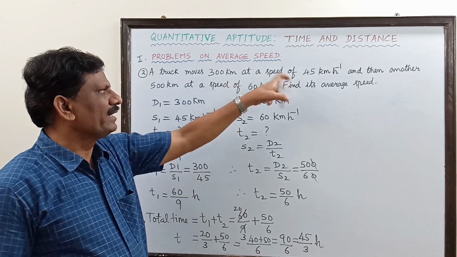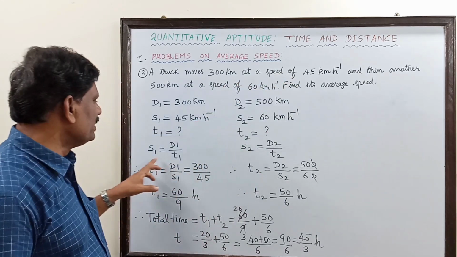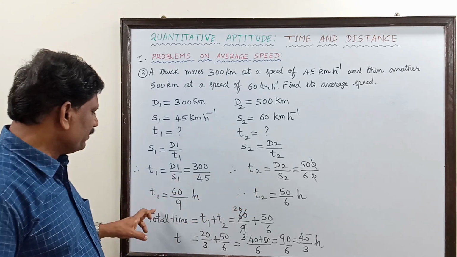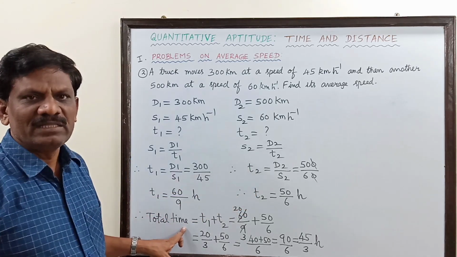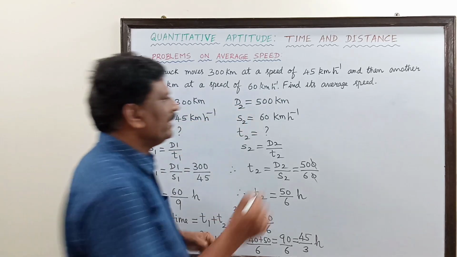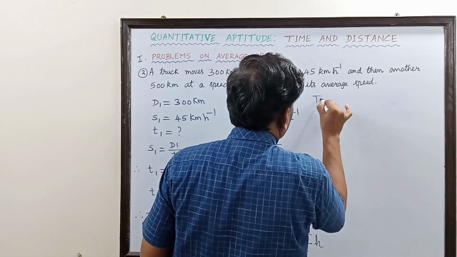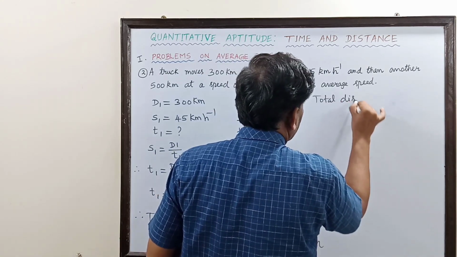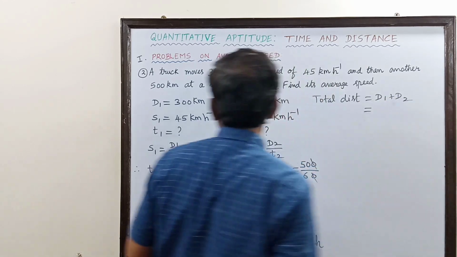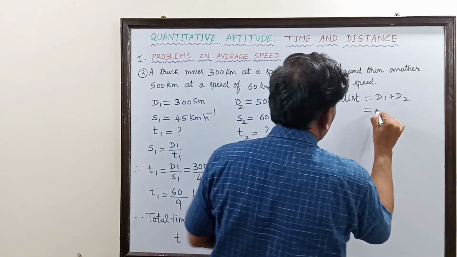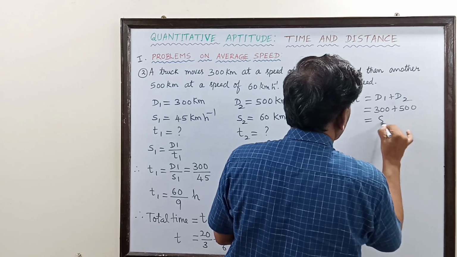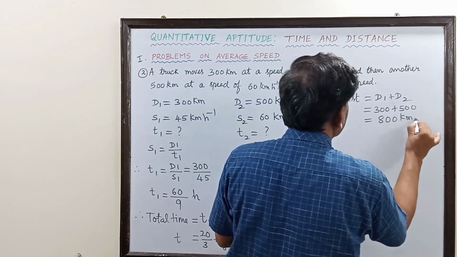Since individual time in each step is not given, we are finding individually what the times t1 and t2 are. We are adding the times t1 and t2 and we get the value of the total time. Now total distance is what? d1 plus d2. So total distance traveled is equal to d1 plus d2, so this is 300 plus 500 km. So this is equal to 800 km.